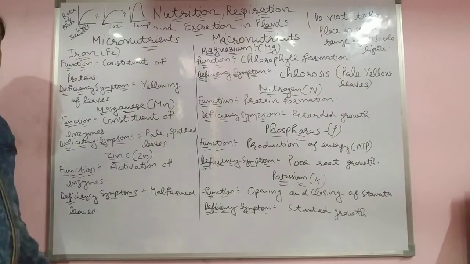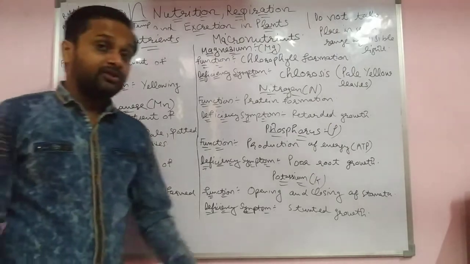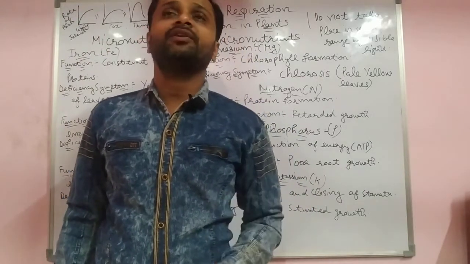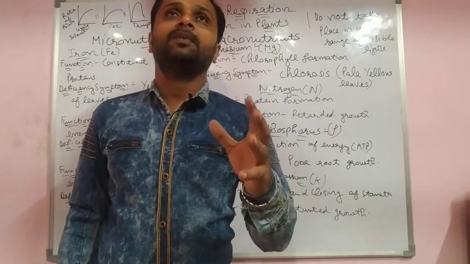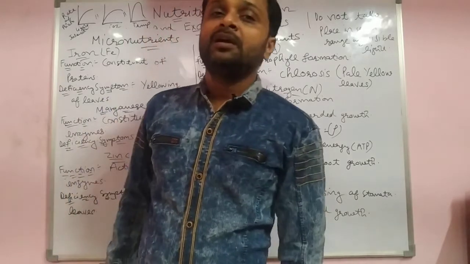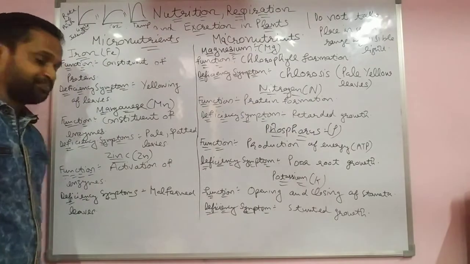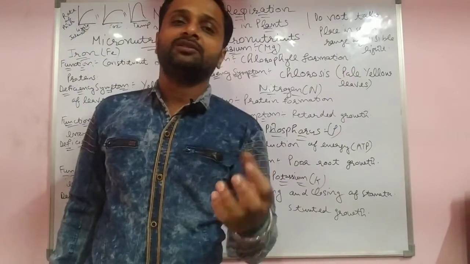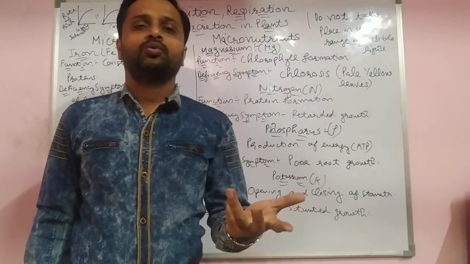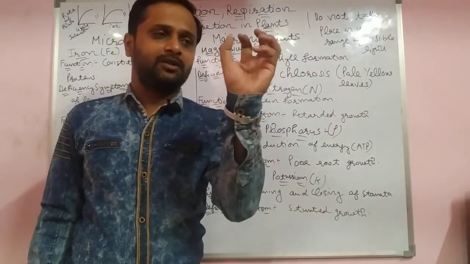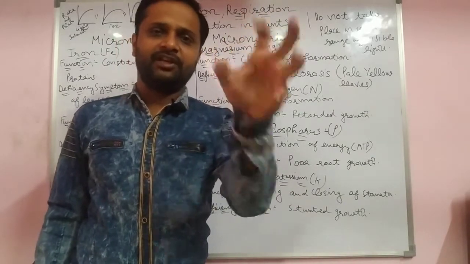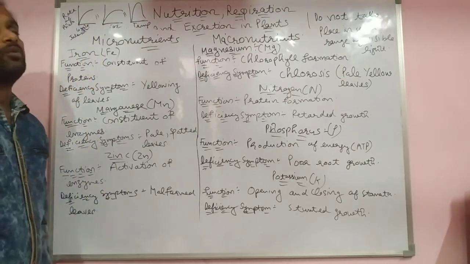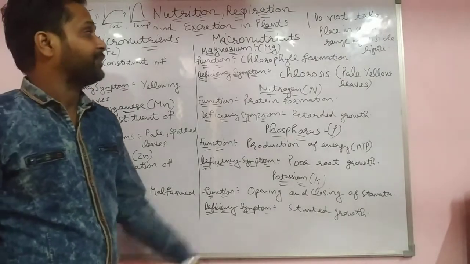Third one is zinc. Function: activation of enzymes. Zinc is what activates the enzyme. For example, if plants have an enzyme but it is not activating during the reaction, which is the main nutrient that activates the enzyme? Zinc, students, zinc. And the deficiency symptom: malformed leaves. Leaves become small, do not grow properly, there is contraction of the leaves. Yes, students, these are the micronutrients that plants require in less quantity.